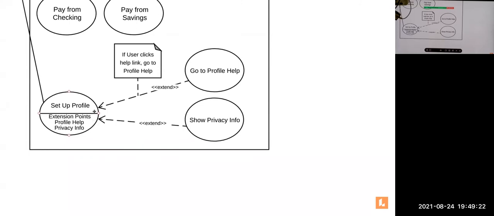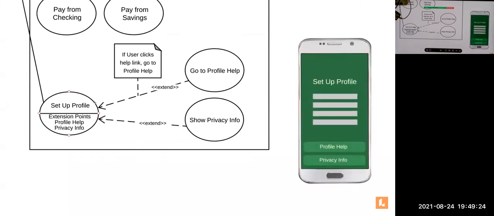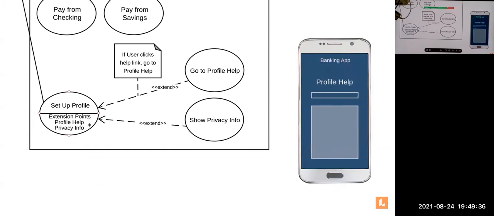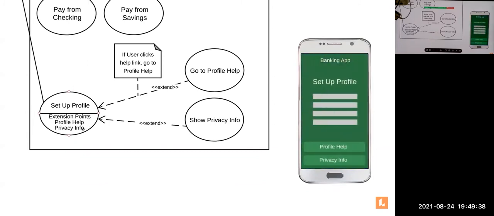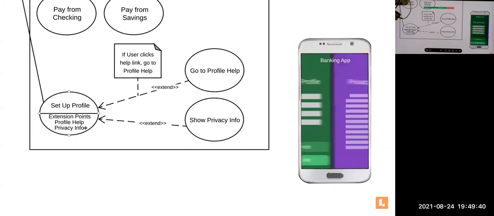This use case shows that a customer can set up their profile in our banking app. And then these extension points show us that when a customer is setting up their profile, they'll have the option to navigate to a couple different screens. If a customer is confused, they can go to Profile Help. And if they want details regarding their private information, they can go to Privacy Info.